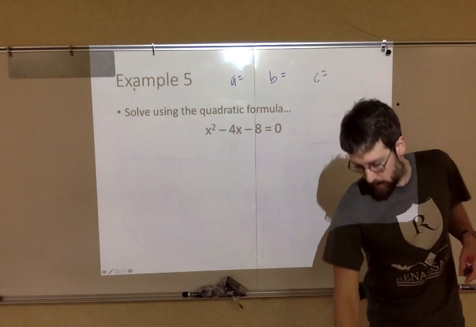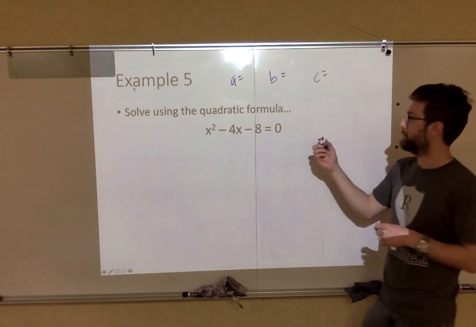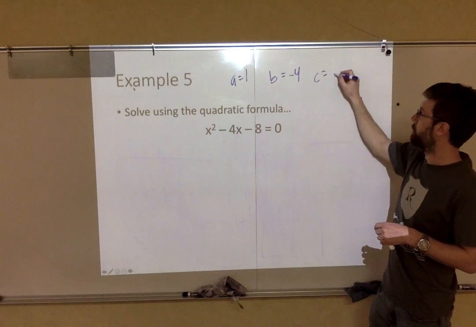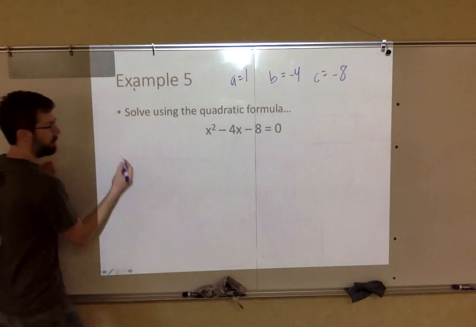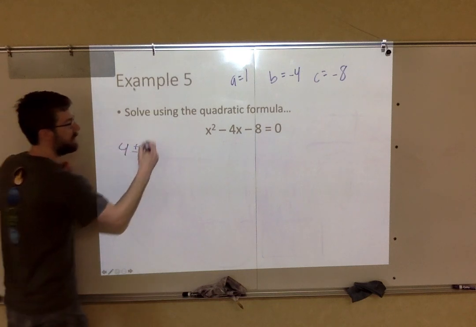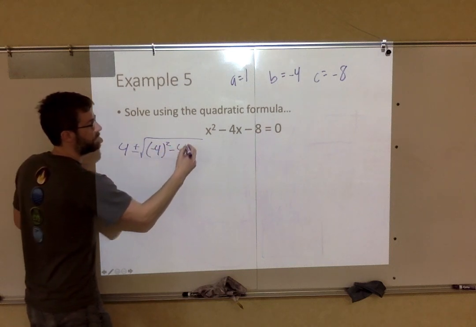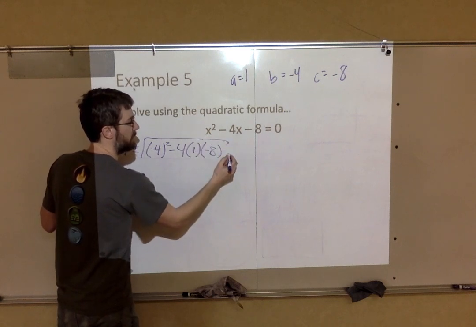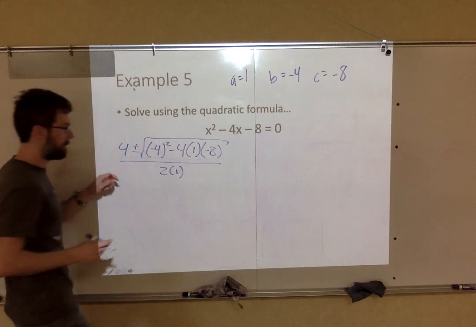Okay, so this one is in standard form already, so I can just say that A is equal to 1, B is equal to negative 4, C is equal to negative 8. And I can start plugging in. Negative 4 is positive 4 plus or minus the square root of negative 4 squared minus 4 times 1 times negative 8, all over 2 times 1.